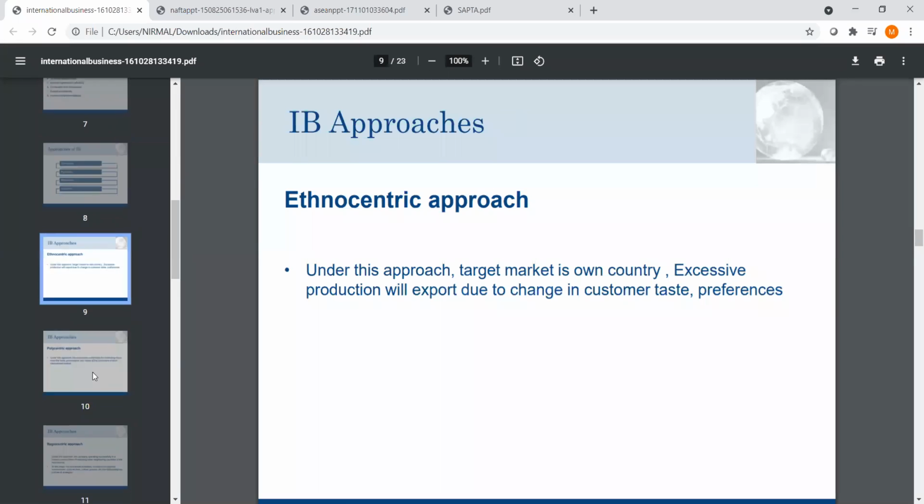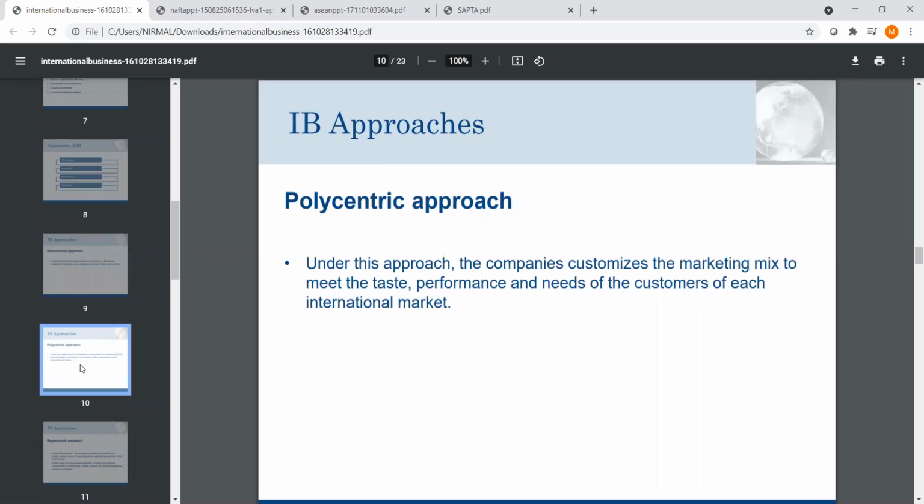Next, polycentric approach. Under this approach, the company customizes the marketing mix to meet the taste, preferences, and needs of the customers of each international market.